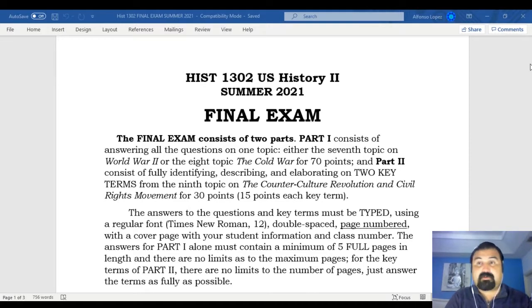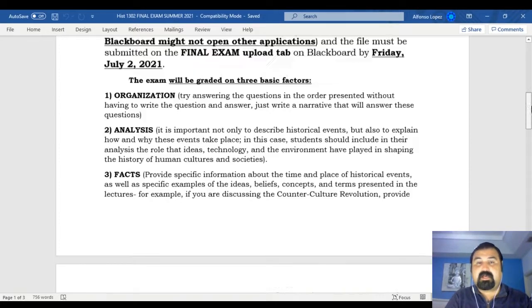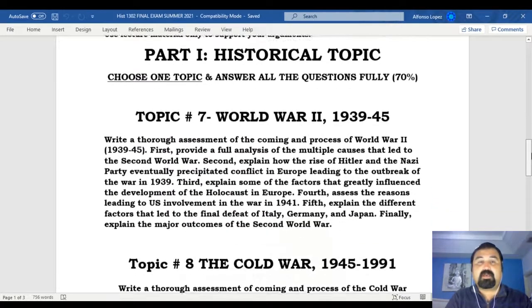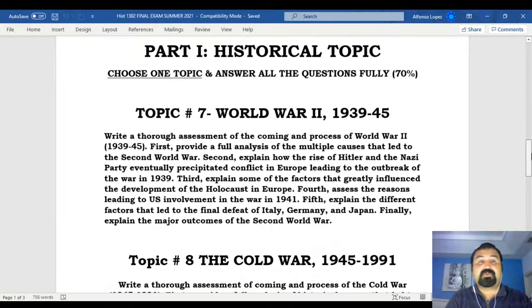Let me just scroll down here so you can see the questions below again. So choose just one topic and answer all the questions fully. And for the seventh topic, if you decide to address World War II, there are going to be about 5 main questions. All you need to do is answer those questions as fully as possible in that order.